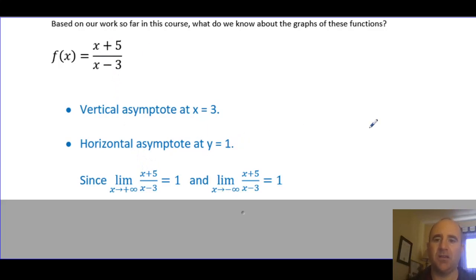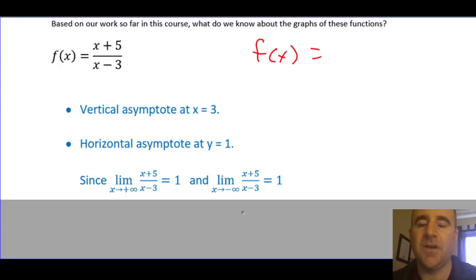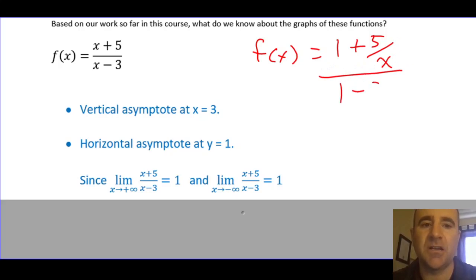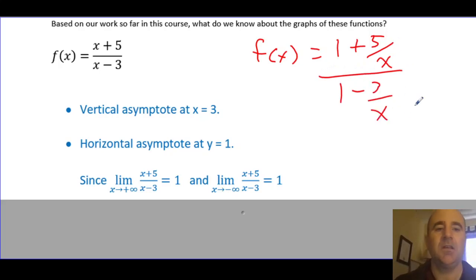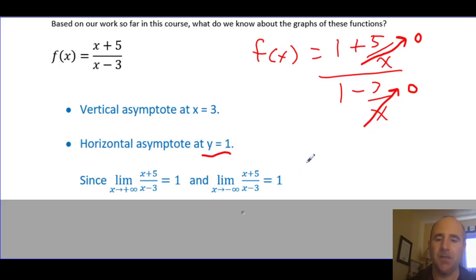But remember the idea of dividing out the biggest term as well, meaning that f of x could actually be written, if I divide everything by x, as 1 plus 5 over x divided by 1 minus 3 over x. And as x gets larger and larger, these values here start to approach 0. And you end up getting something closer and closer to 1. So that means that there's a horizontal asymptote at y equals 1. Now there's no oblique or slant asymptote here.